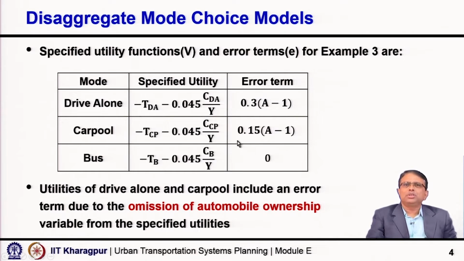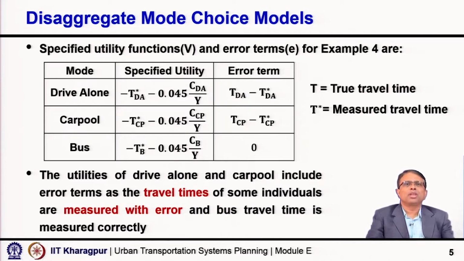So, here this is the error term. I can consider in the context of example 3, my error terms are like this as shown in the last column. For drive alone 0.3 into a plus 1, for carpool 0.15 into a minus 1. Okay. So, these are the two error terms which are shown here with respect to this example, and this was in the context of omission of a relevant variable.